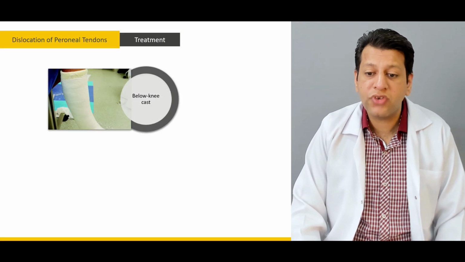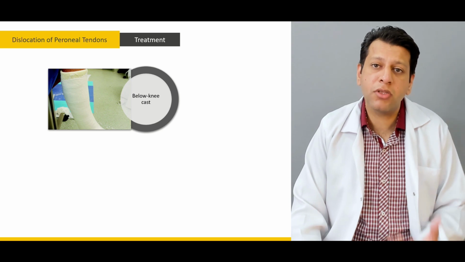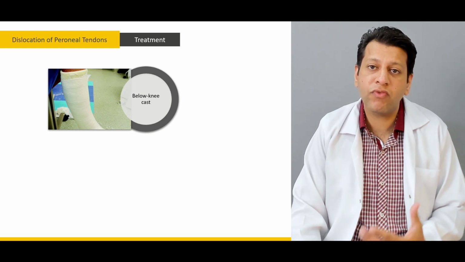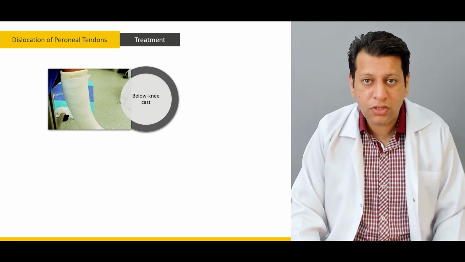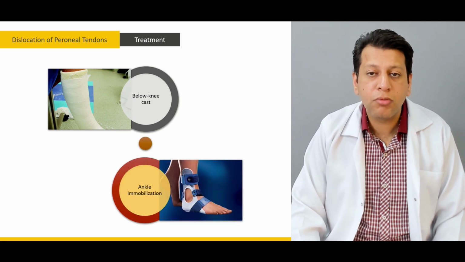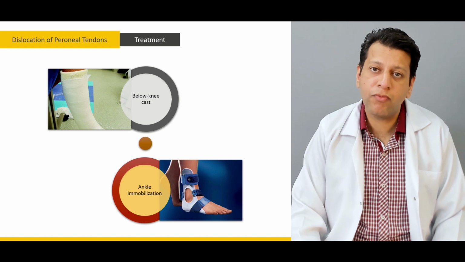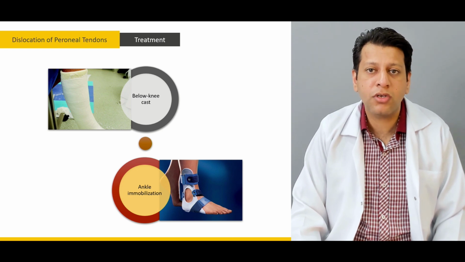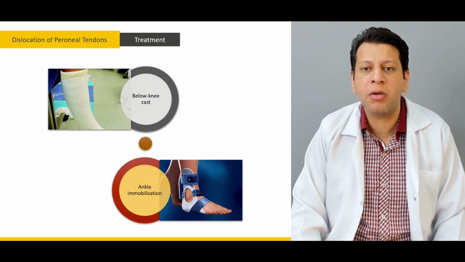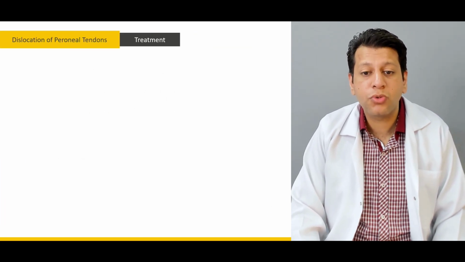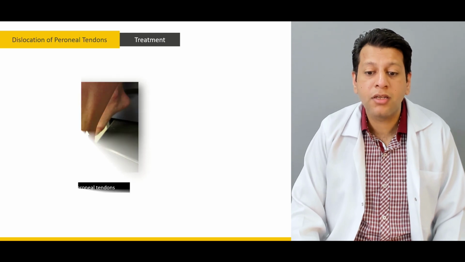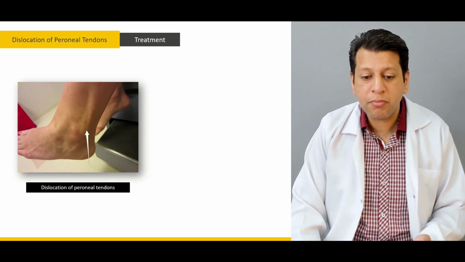So what is the treatment? If there is simply subluxation or dislocation without any tendon tear, we can go for a simple below-knee cast for 6 weeks, or ankle immobilization for 6 weeks, keeping the patient non-weight bearing or on protected weight bearing.